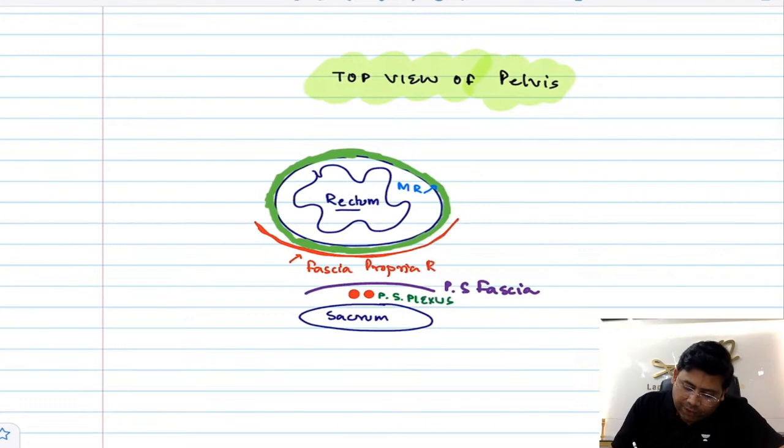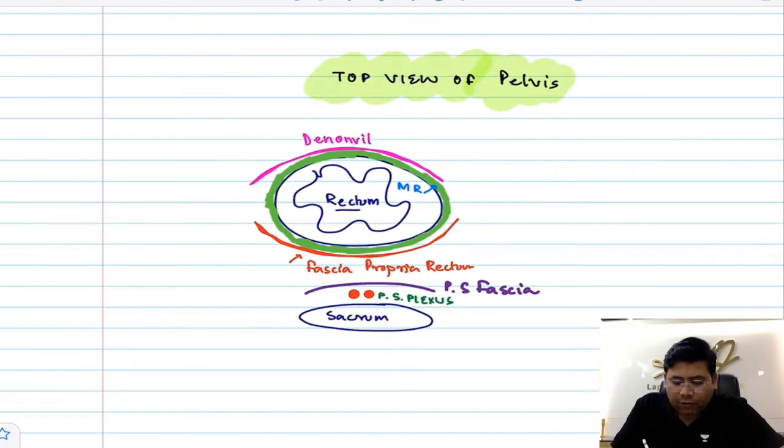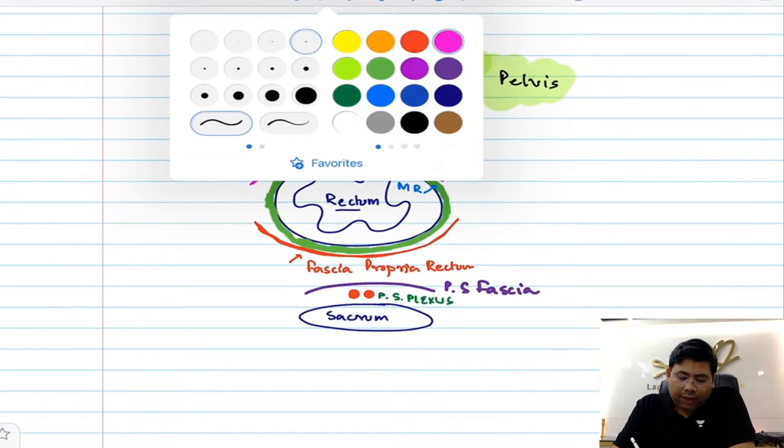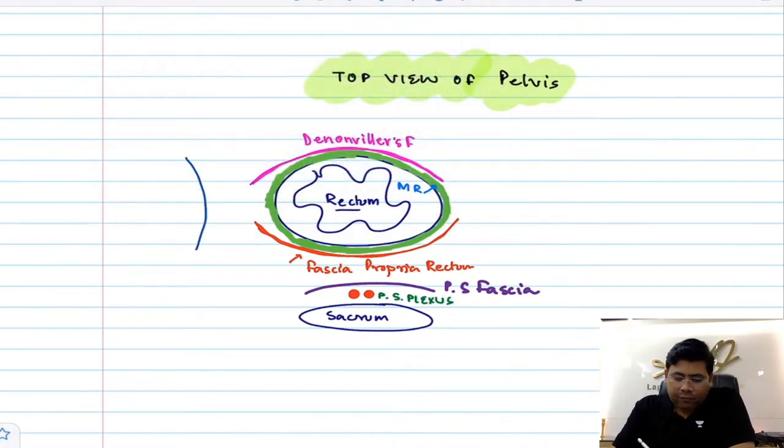So we have fascia propria of the rectum and we have presacral fascia, and on the anterior side that same fascia is known as what, students? On the anterior side that same fascia is known as Denonvilliers' fascia. So I hope by this time you have some idea about the things. Now try to understand laterally. What do we have laterally? Can you tell me what is the structure laterally? I'll be very happy if you tell me.